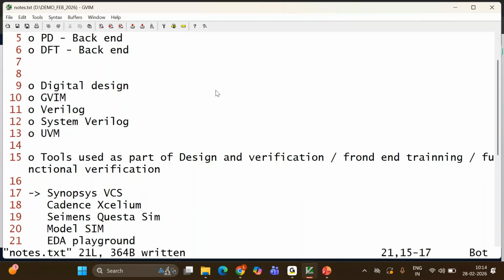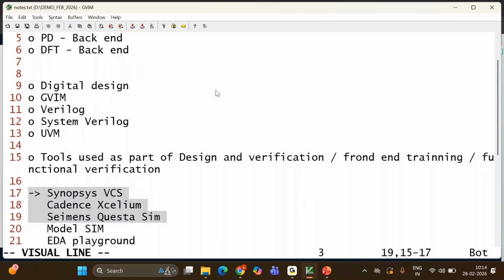Now the question comes, sir, do I need to learn all of these tools in order to get a job? Do you agree? Yes or no? Not needed. There are still a lot of tools present. But the industry standard is these three tools: Synopsys VCS, Cadence Xcelium, and Siemens Questa Sim. Should I learn all three before getting into the job?